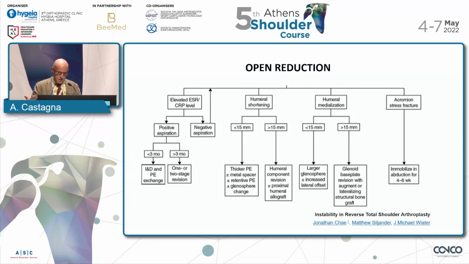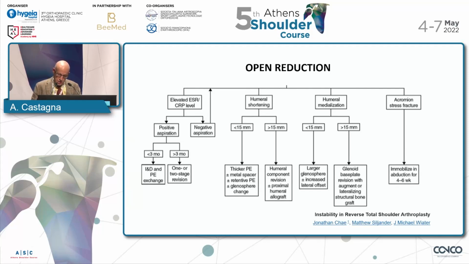If you are not successful with your closed reduction, you should check and decide if there is an infection or not. You need to check if you have humeral shortening. If it is lower than 15 millimeters, you simply may exchange some part of your implant in order to increase the tension of the soft tissues. If it is more than 15 millimeters, the humeral component revision is important so that you have a better tensioning achieved also by the length of the humerus.